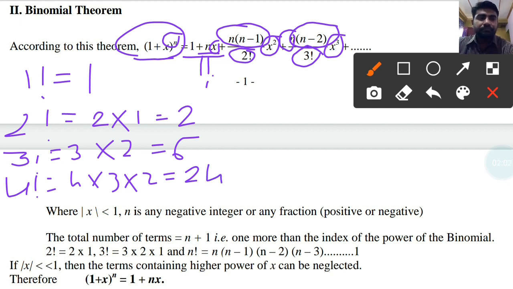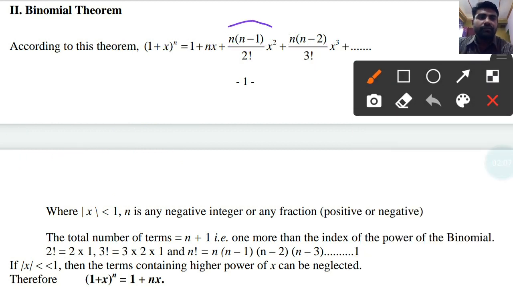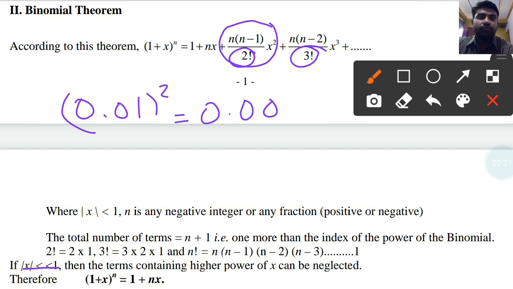So see here, for all these terms, 2 factorial, then 3 factorial, 4 factorial, the denominators will be greater. So if x is much less than 1, it is like 0.01, right? The square of this term will be 0.0001, so the square of that smaller value will be even smaller than the previous one, right?